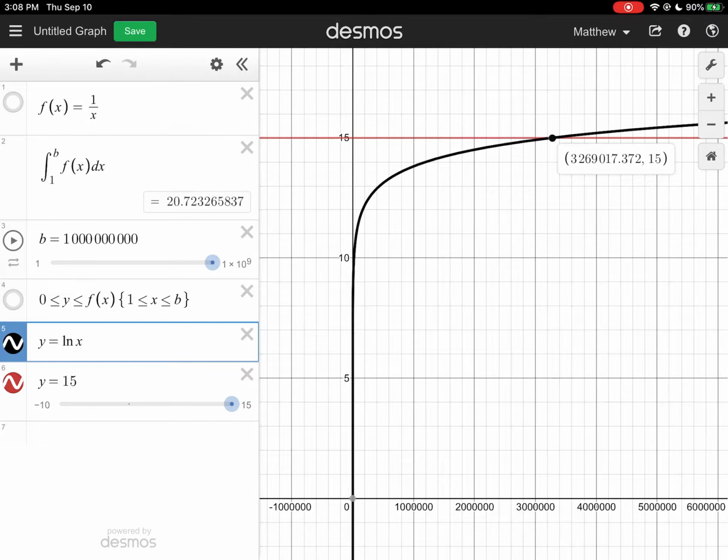Now we had to go out to 3,269,000 to pass the 15, but we eventually did. This logarithm graph is a very slow growing graph, but it grows forever without bound, meaning that no matter what horizontal line you make here, the natural log will pass it, will go higher than it.